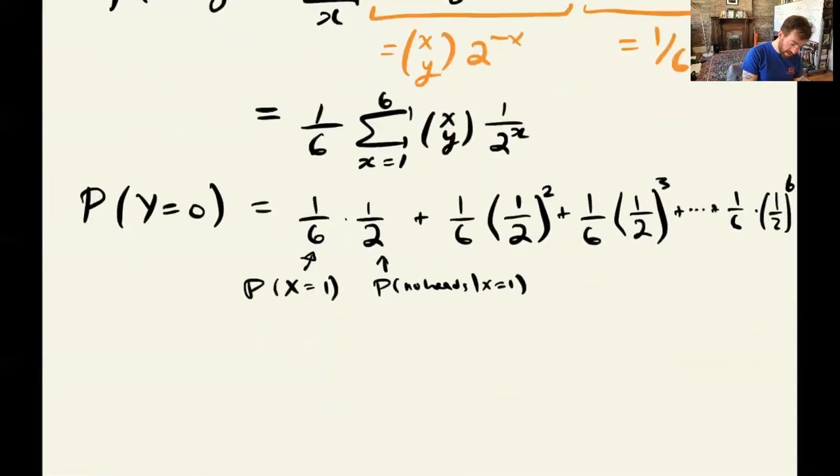If you work this out, you'll end up getting something like, well, 6 factors out, so you just need to figure out this partial geometric series. And you'll see that it ends up equaling 63 divided by 64 times the sixth. So that's the probability that y equals 0.